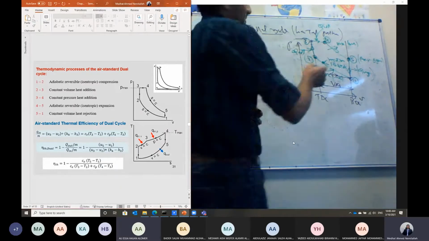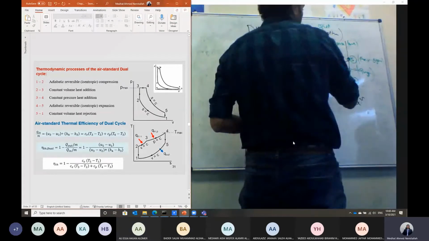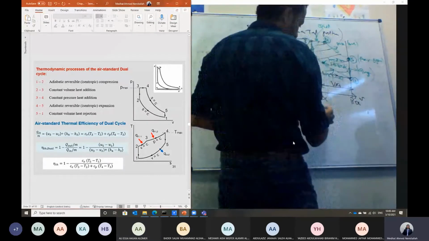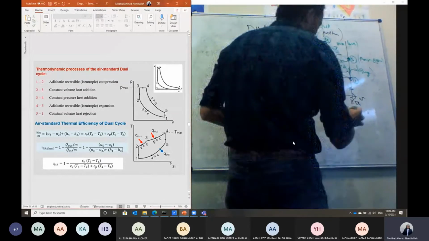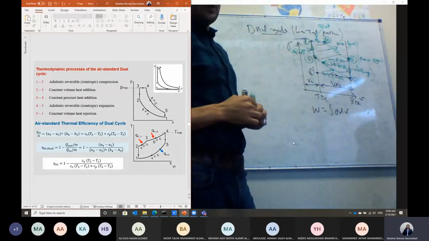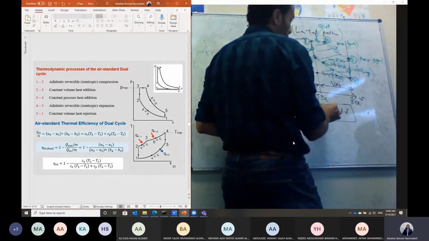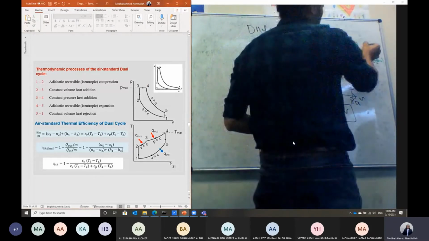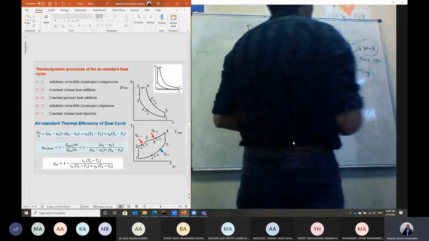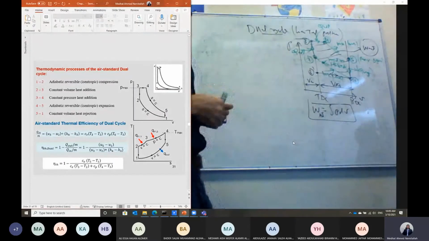Yes. We say the area under the PV diagram for a closed system, as we said, the system is closed, so work is equal to the integration of P dV. So the net work of the cycle should be represented by the area contained on the PV diagram. So that should represent the net work out of the cycle.